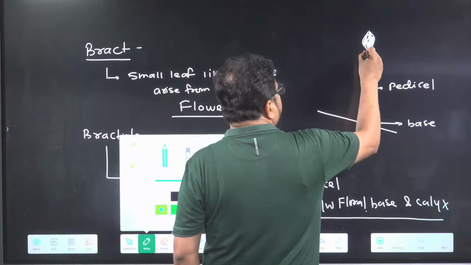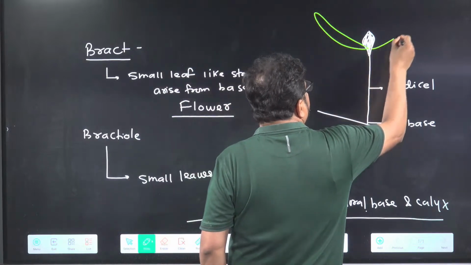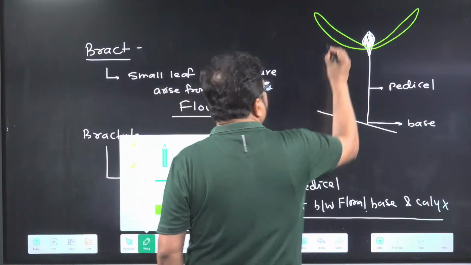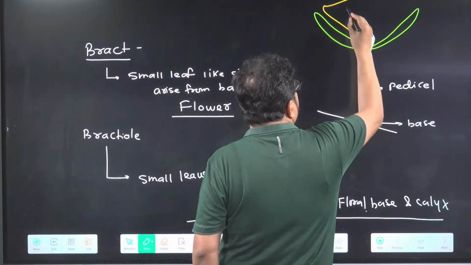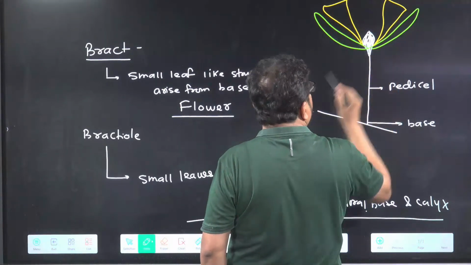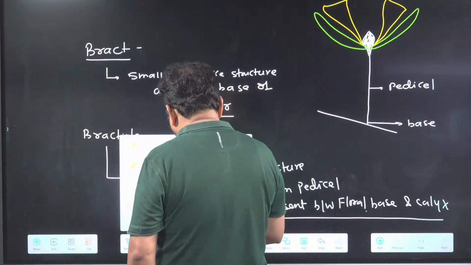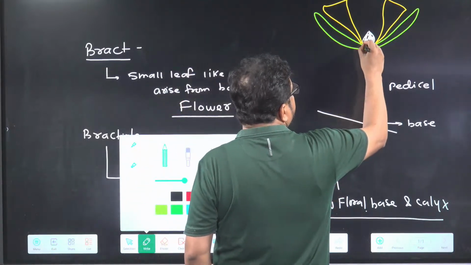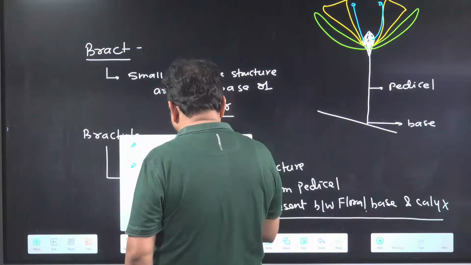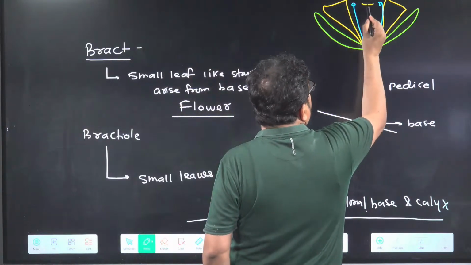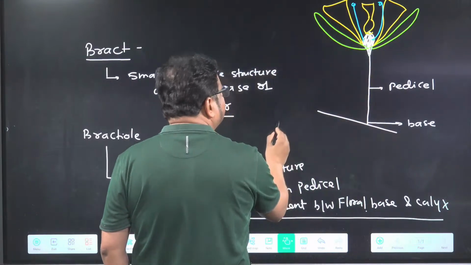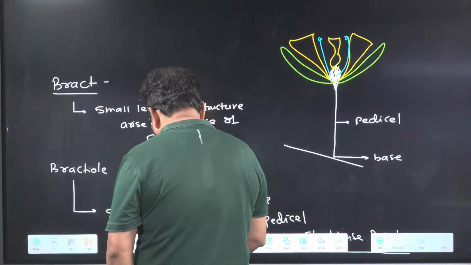Here you find, as many times we have drawn, it is what? Calyx. Now I am drawing which one? Corolla. It is petal. It is arising like this. Now I am drawing which one? Stamen. And then finally we are going to talk about the female reproductive organ. Here it is the female reproductive organ. It is androecium and gynoecium. So this is a typical flower.